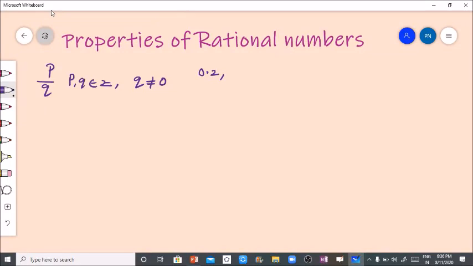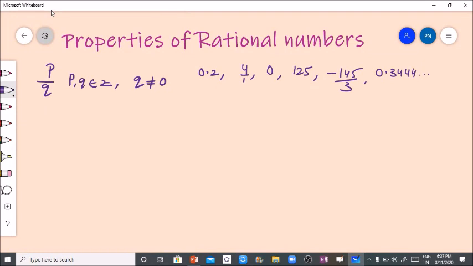This can be written in the form of P by Q. 4 is a rational number. 0 is a rational number, because 4 by 1 is also a rational number. So 4 can be written in the form of 4 by 1. So 4 is a rational number, 5 is, 0 is, 125 is, minus 145 by 3 is also a rational number. And 0.3444 and so on is also a rational number. These are in the form of P by Q.